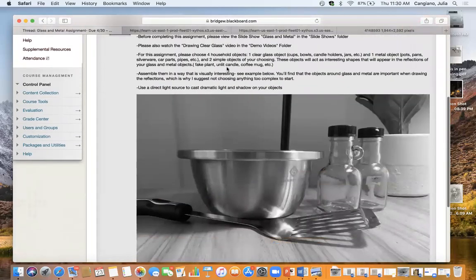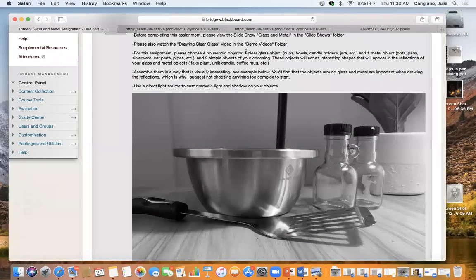What I would like you to do is to choose 4 household objects. I was specific. I'd like you to do 1 clear glass object. You can do certainly more. If you want to do more than 4 objects for this assignment, go for it. If you want to do multiple glass or multiple metal, that's fine. These are just minimum requirements. Choose 1 clear glass object. So cups, bowls, candle holders, jars, whatever. And 1 metal object, so pots, pans, silverware, car parts, pipes, whatever you have hanging around that has a chrome or really highly polished surface that's going to reflect.